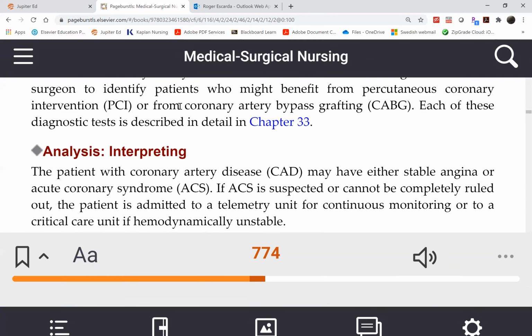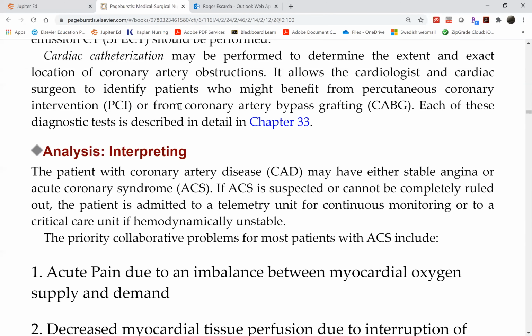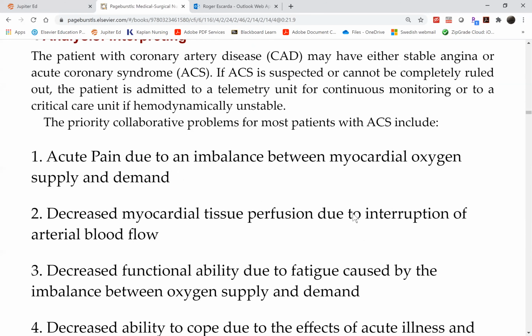Or if you're not a candidate, meaning you have 3 or more vessels involved, then you'll undergo bypass, coronary artery bypass.